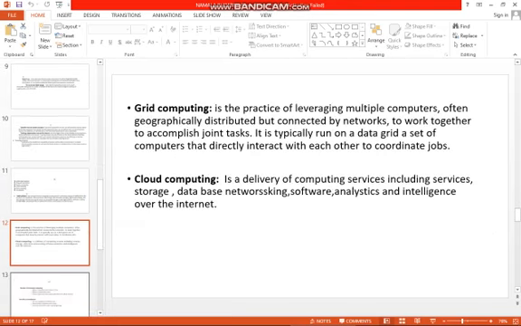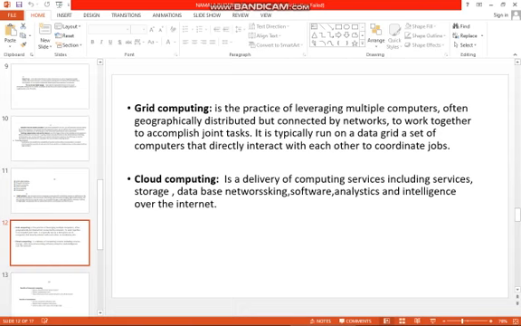Slide 12, we have grid computing. It is a practice of leveraging multiple computers, often geographically distributed but connected by a network, to work together. They are multiple, a large number, and connected to work together. Cloud computing is the delivery of computing services, including servers, storage, databases, networking, software, analytics, and intelligence over the internet.